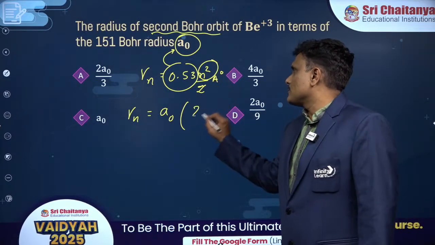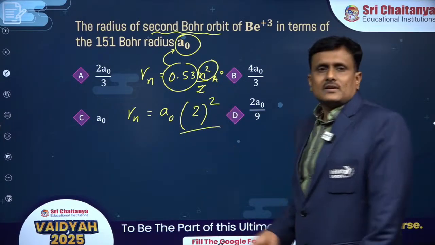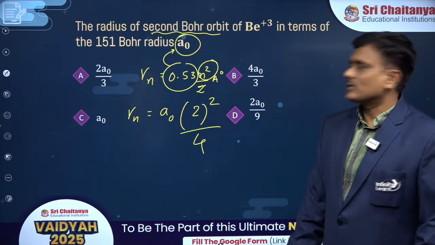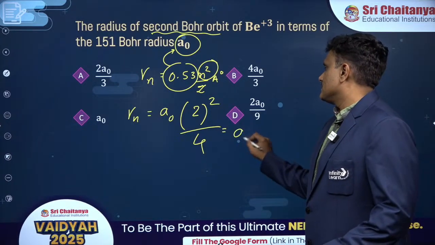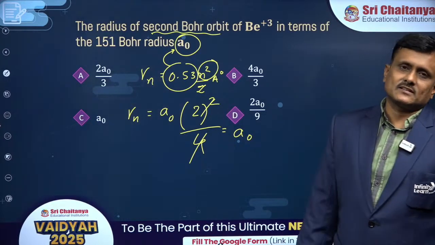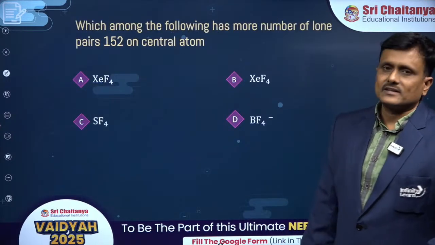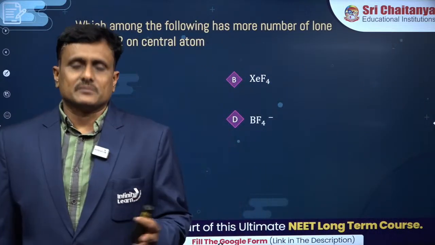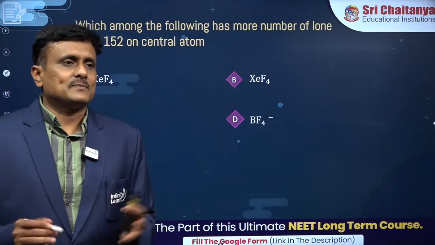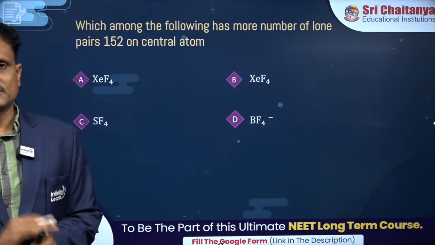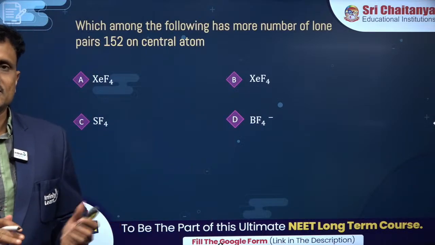So n equal to 2, and you know for beryllium the value of the atomic number is 4, and this gets cancelled and turns out to be how much? a naught. So the first question's answer is very simple. If you are getting this answer, well and good. That means your follow-up in physical chemistry, which is considered to be the difficult part for students preparing for NEET, is right. You got the right answer. Great going. Now let's see the second question.